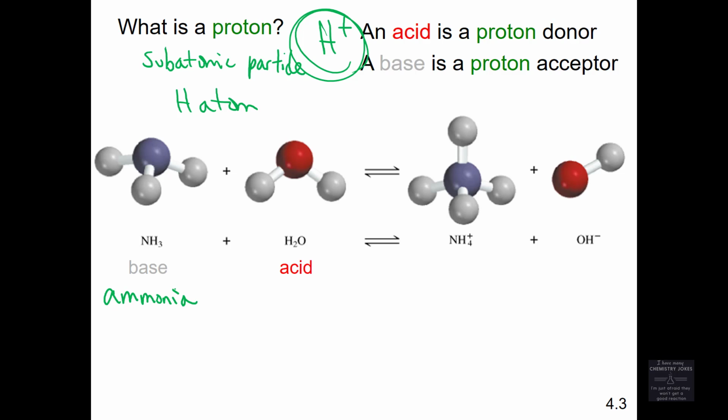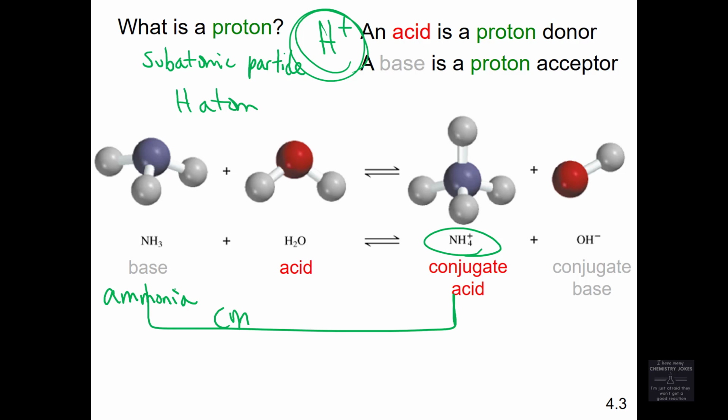That's NH3. When we talk about acids and bases, we also have some slightly confusing terminology. The thing that is the result of adding a proton to the base is called the conjugate acid. The thing that is the result of subtracting the proton from the acid is called the conjugate base. Bases turn into conjugate acids. Acids turn into conjugate bases. So these things are referred to as a conjugate pair.